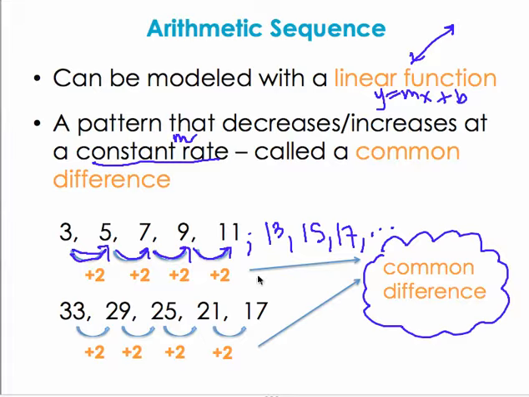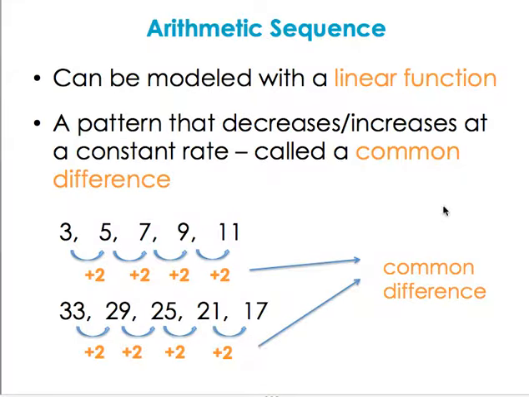Because 33 plus 2 is clearly not 29. So the common difference here would not be positive 2, but would in fact be negative 4. So we're going to go ahead and change that. It should say negative 4, and each of these should say negative 4. 33 minus 4 is 29. 29 minus 4 is 25. 21 minus 4 is 17, and so on.